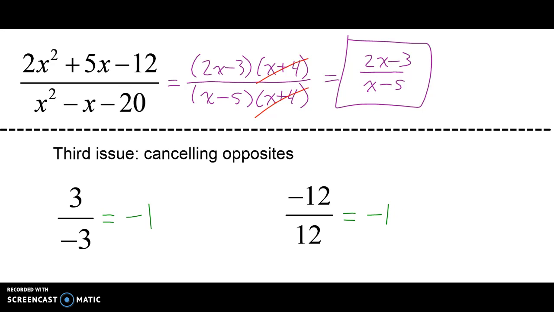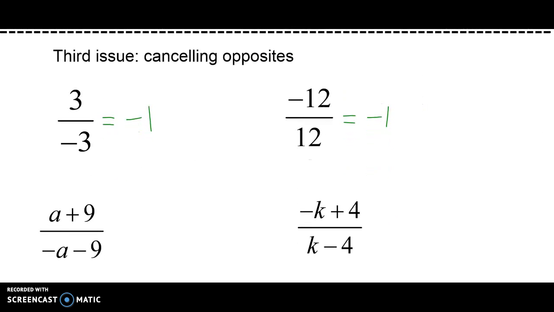Well, the same thing is true with polynomials. If you have opposites, like here, this is the opposite of that, then when you cancel, you're going to get negative 1. You don't have to factor if you don't want to. Factoring would work, but the answer is too simple. It obviously gives you negative 1. But the trick is that sometimes opposites are a little harder to identify.